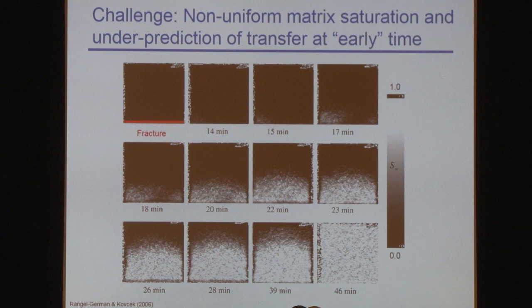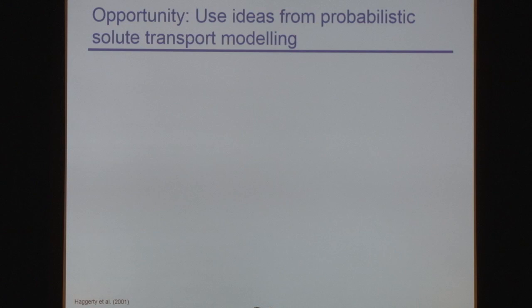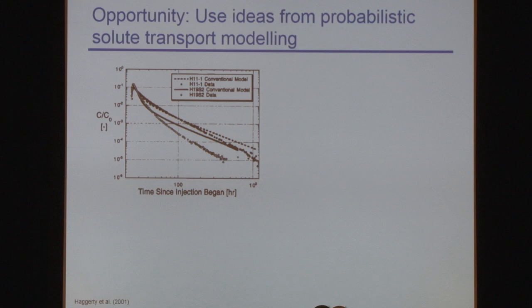What can we do? We can go back to ideas from probabilistic solute transport modeling. What you see is concentration against time for a tracer test in a fractured dolomite in New Mexico. The dots are the data and the lines are the predictions using a classical dual porosity model. You can see that the data and the model predictions disagree if you use a classical dual porosity model, where we try to average the properties. You simply give yourself a little more flexibility and say, rather than taking the total transfer, somehow the average transfer, we take the sum of all individual transfer processes, transfer processes that happen because parts of the matrix are very permeable, other parts of the matrix are impermeable.